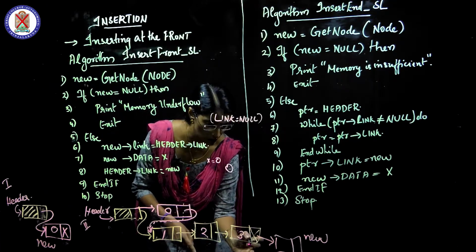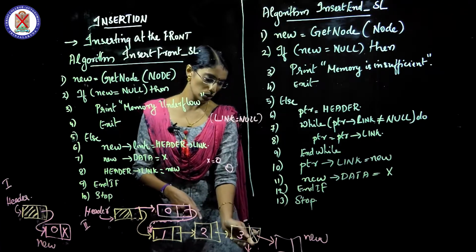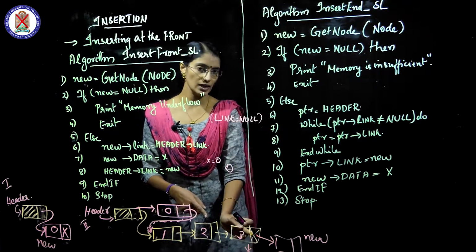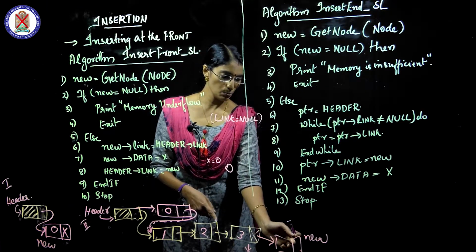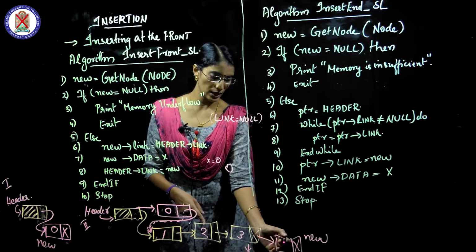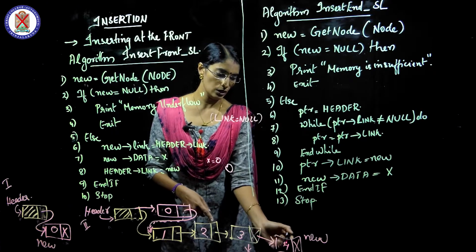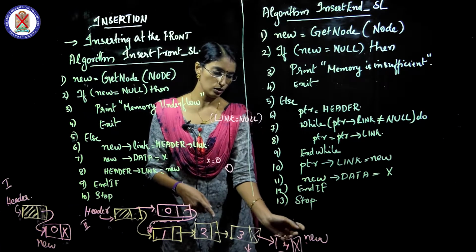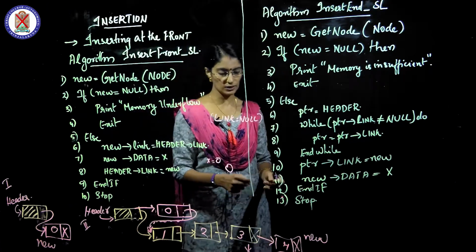For this connection to be created, suppose you have reached the last node, and this node is known as PTR. Then PTR of link contains the value new, and the link part of the new node should be kept as null. You have to insert the data, let it be, say, 4. Since this is a new node with data 4, that will be inserted. Now we'll go through the algorithm.